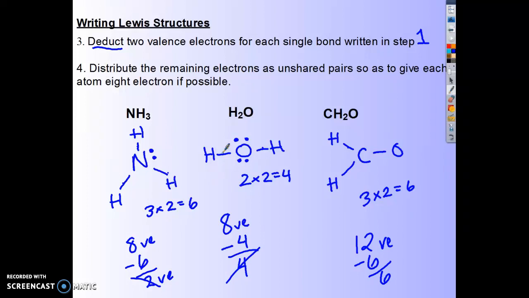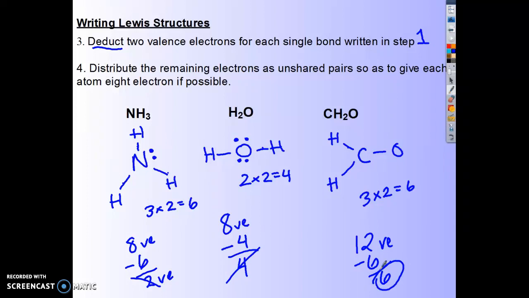All right, finally, we're going to move up to CH2O. In this molecule, we have used 6 already to make our single bonds, and our hydrogens are happy, but now we have to check out carbon and oxygen. All right, carbon has 2, 4, 6 electrons around it, so carbon only needs 2 more electrons. But what about oxygen? Oxygen only has 2 electrons by it, and it needs 6 more to get up to 8. So 6 plus 2 would mean we need 8 electrons, but we only have 6 electrons left.